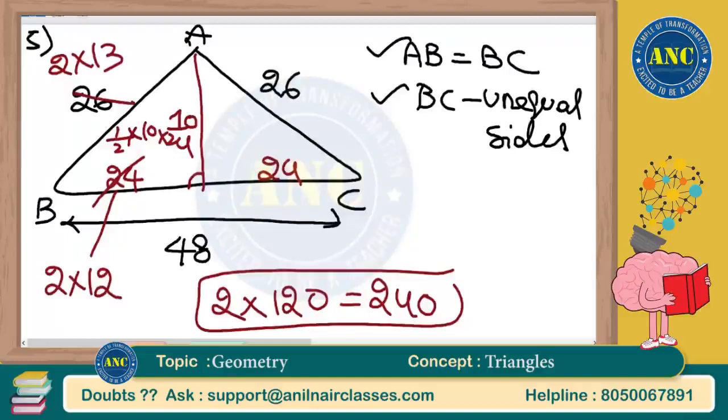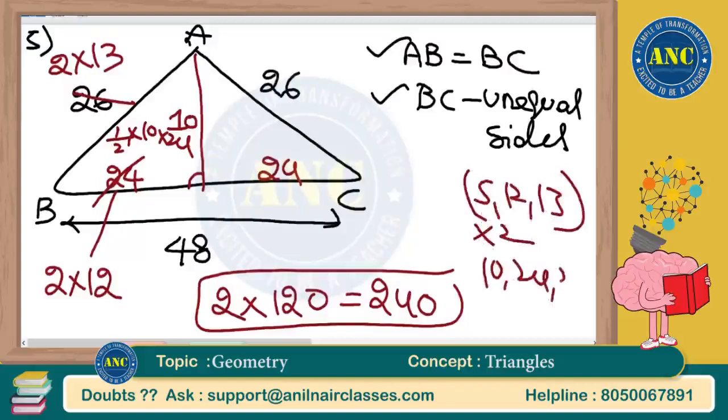In an isosceles triangle, if I drop a perpendicular onto the unequal side, it will always become the median, giving 24, 24. What is the Pythagorean triplet missing? 5, 12, 13. Into 2 is nothing but 10, 24, 26.